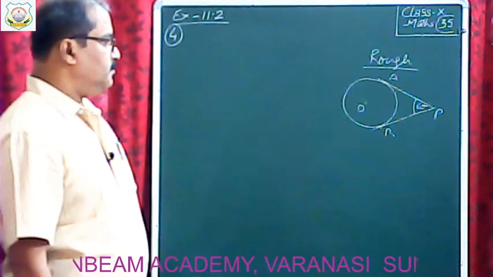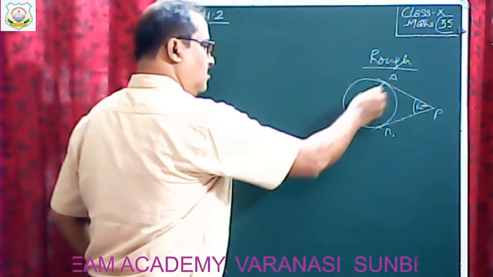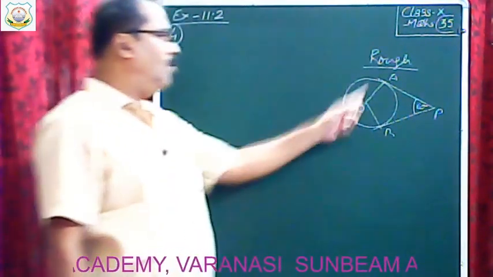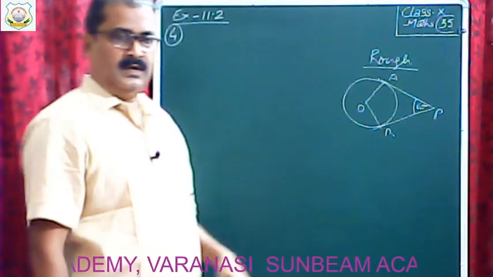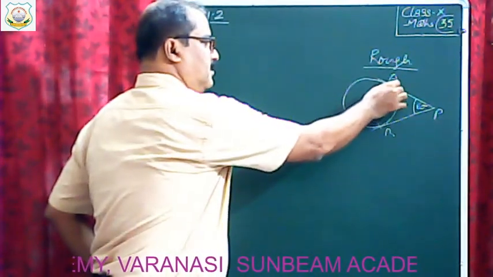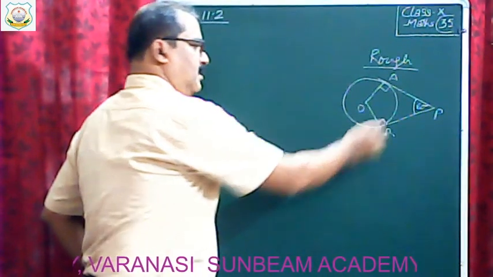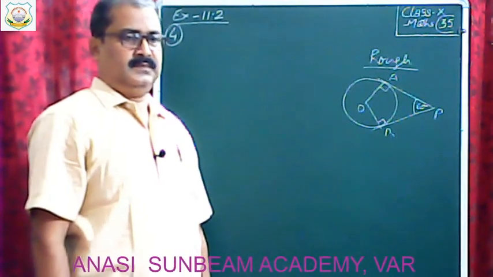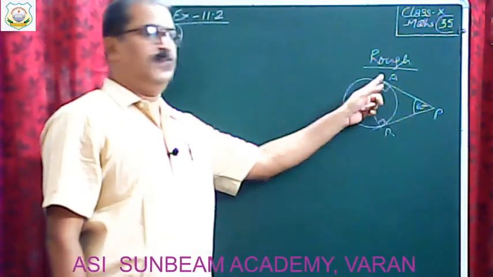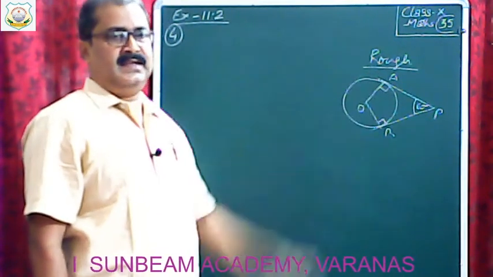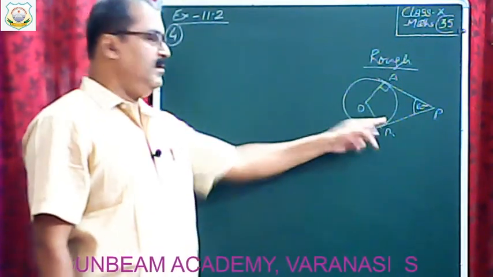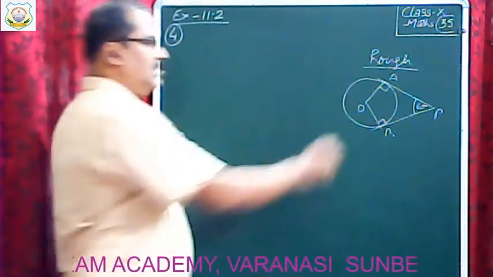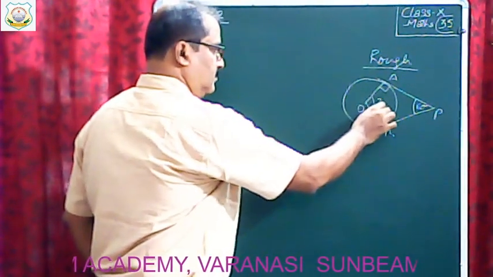So what you have to do? If you join OA and OB, then a quadrilateral OAPB is formed. Angle A is 90 degree, angle B is 90 degree. Why? Radius and tangent at a point of contact are perpendicular to each other. That's why OA is perpendicular to PA, so angle A is 90 degree. Similarly, angle B is also equal to 90 degree. Angle P is 60 degree. Then angle O we have to find.